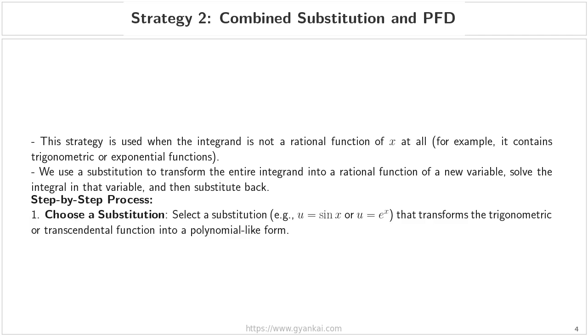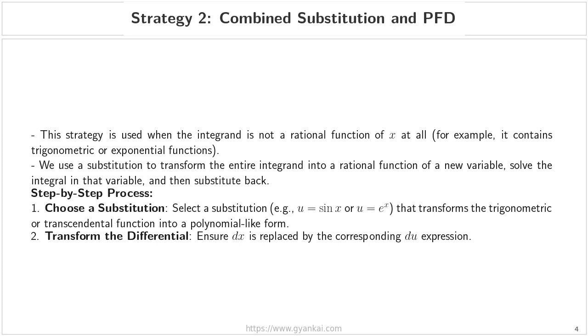First, choose a substitution. We need to pick a substitution, a replacement, that will simplify the integrand. I've given a couple of examples here. You might let u equal sine of x, or u equal e to the power of x. The goal is to choose a u that turns the trigonometric or transcendental part of the function into something more manageable, ideally a polynomial-like expression.